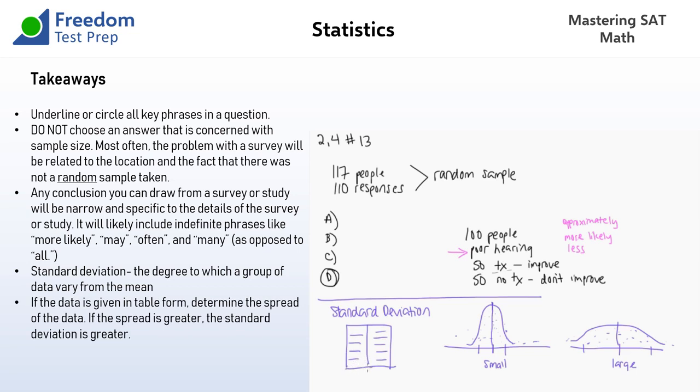Okay. Is there anything else that I want to talk about? I think we've covered it. There's not too much. You need to know standard deviation. You need to know that location and random sampling is important. And you need to understand that the less solid or less certain answers are more likely to be the right ones.